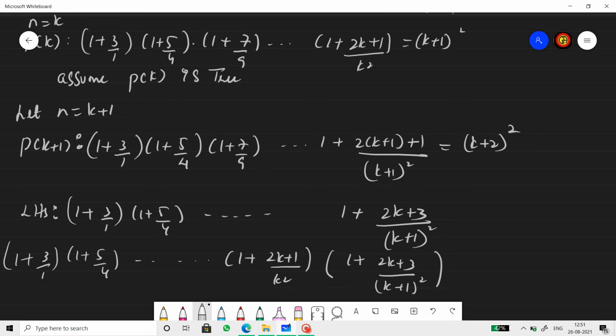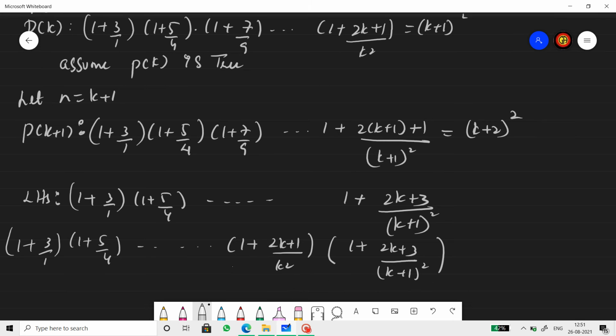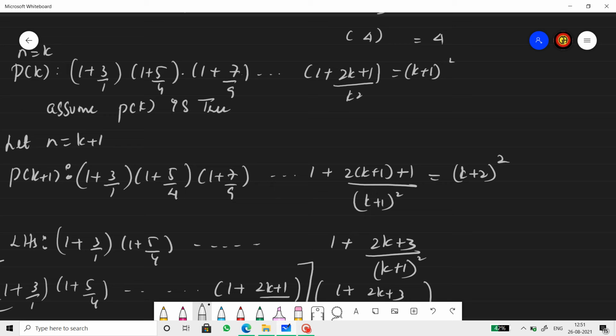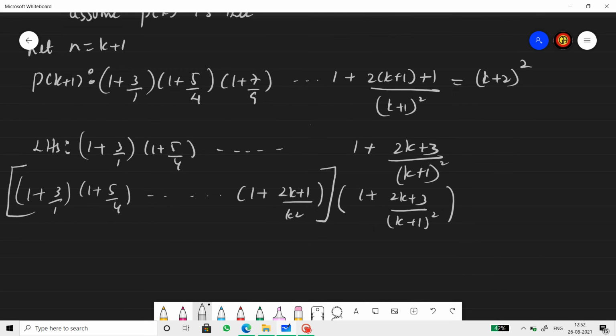Here the term will be in multiplication form. That is the only thing that you need to remember. Now the sum of 1 to k terms is k plus 1 the whole square. So that gets substituted here: k plus 1 the whole square plus, not plus, into 1 plus 2k plus 3 by k plus 1 the whole square.